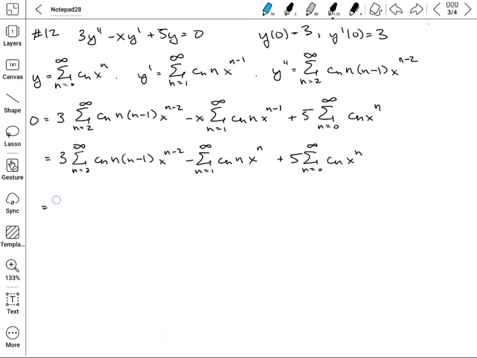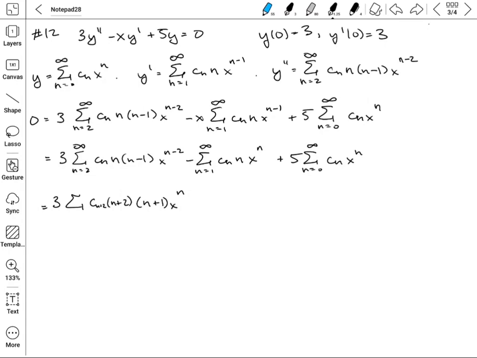And then from here, I want to get everything to the same power x so that I can start combining my series. So I want that x to n minus 2 to become n. So I just have to add 2 everywhere that I see an n. My n minus 1 becomes n plus 1. My n becomes n plus 2.